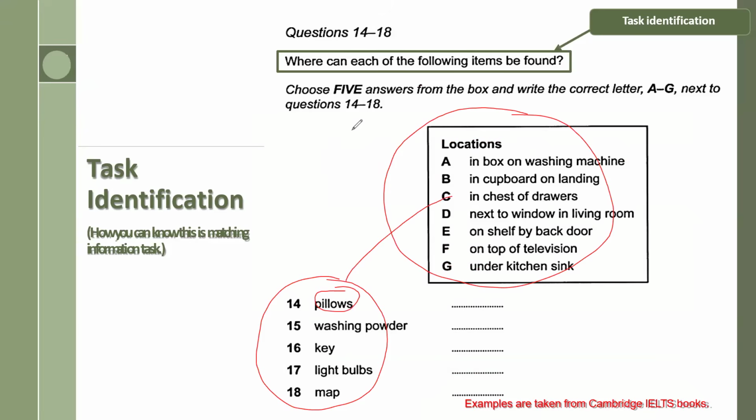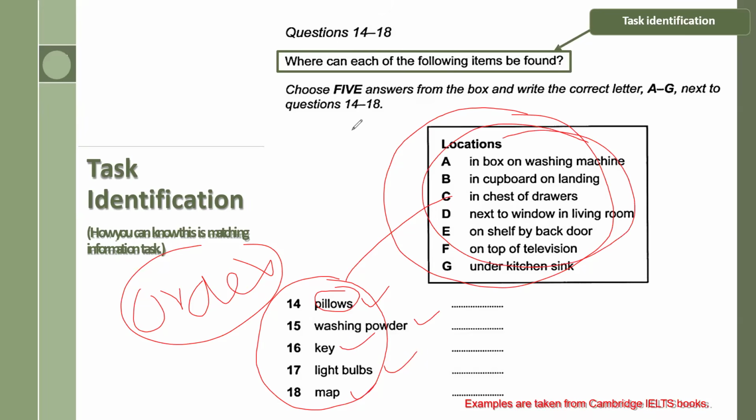So the questions are in order. First of all, you will hear pillows, then washing powder, key, light bulbs, and the last one, map. But the options you will have are not in proper order. For example, for pillows, he may talk about option F first. So options are not in order, but questions are in order. All these questions are in proper order.